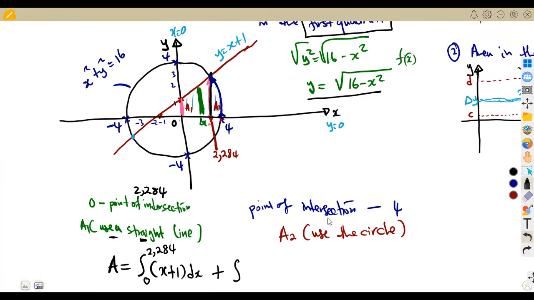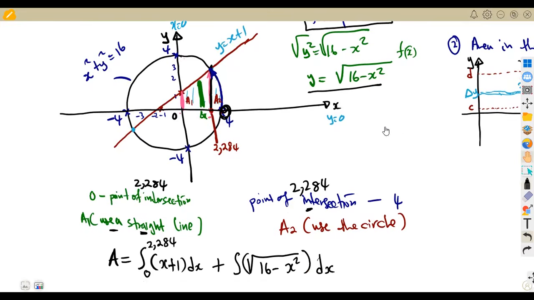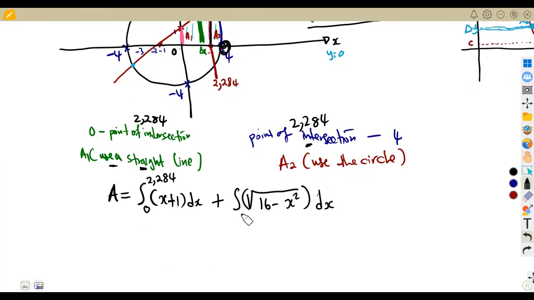So it's going to be the integral of y, which is the square root of 16 minus x squared, with respect to x. So that is going to be our area taken from the point of intersection, 2.284, up to 4, which is the end point here. So the limits are 2.284 as the lower limit and 4 as the upper limit. All right, so that is going to give us the total area to be calculated.